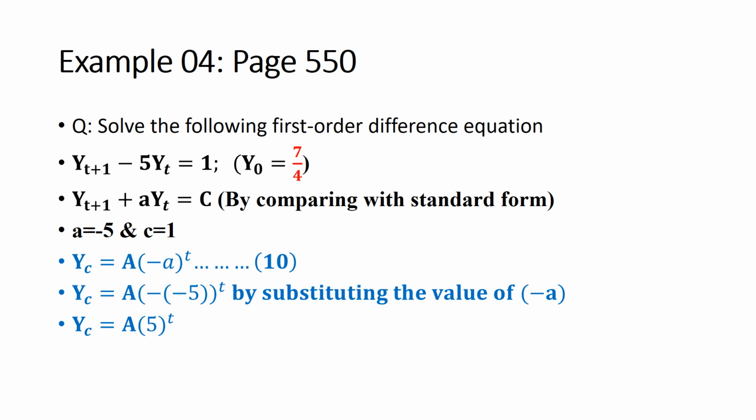When we substitute the value of a as minus 5, we get yc is equal to A into minus of minus 5 to the power t. So minus into minus is plus. So yc is equal to A into 5 to the power t.